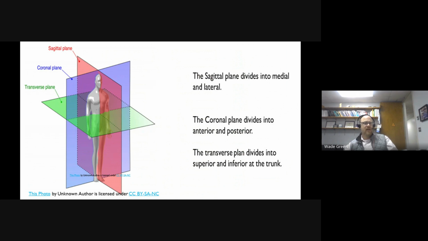And then obviously you can see our transverse plane here. That's going to divide us into both superior and inferior halves. And we can move not only anteriorly and posteriorly, but we can also rotate around that axis.